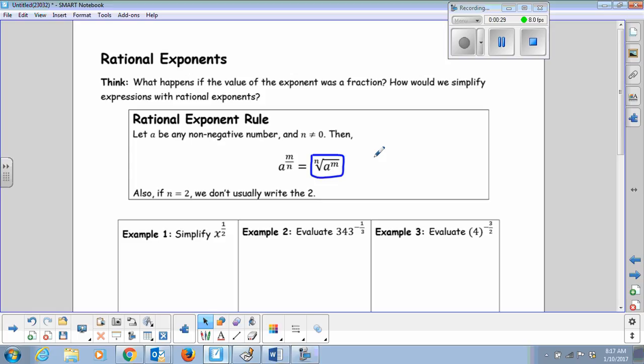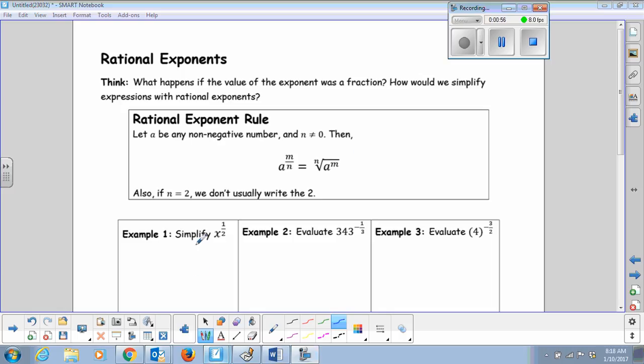I don't know why I like it. I feel like I'm writing in code, but even if you don't like it, I'm sure you can figure it out. So looking at the top part, it says a to the power m divided by n. The m stays with the a, our base, and the denominator of your fraction, n, goes in front of what is normally the square root symbol.